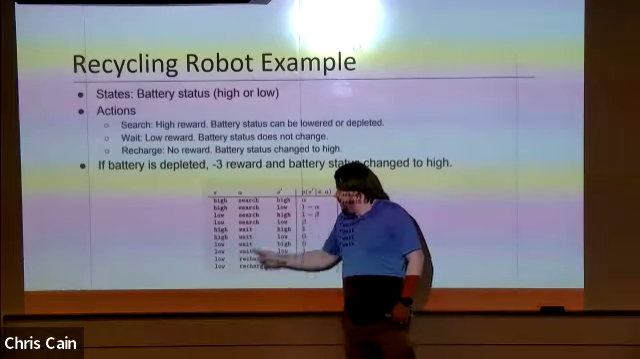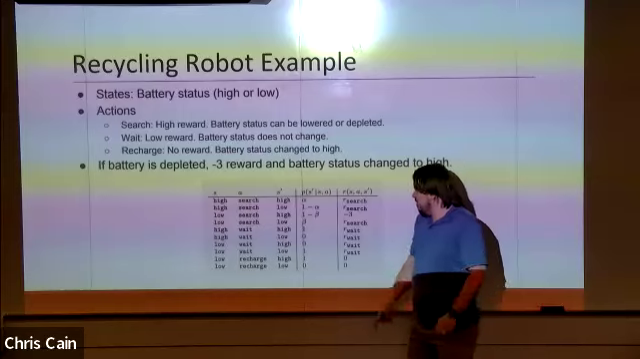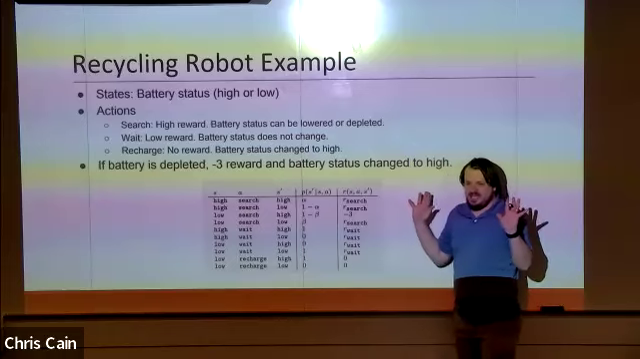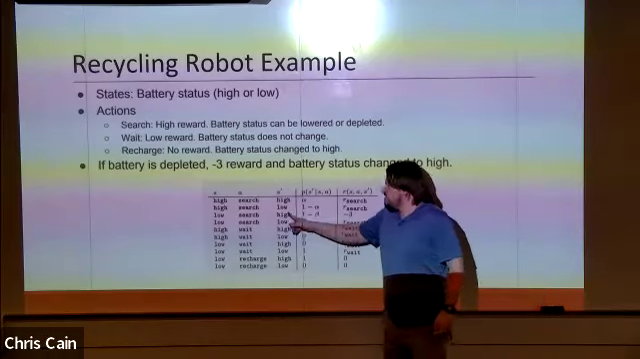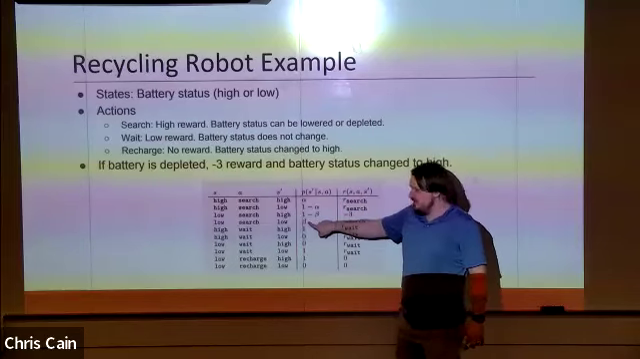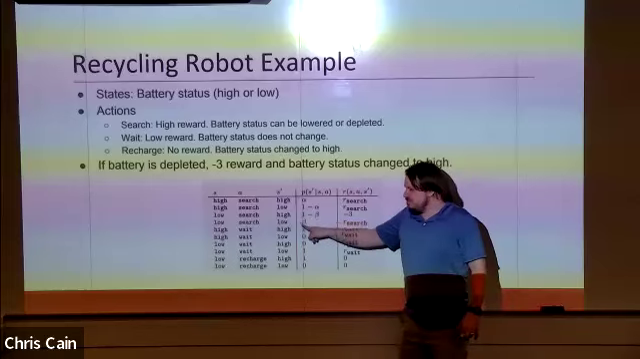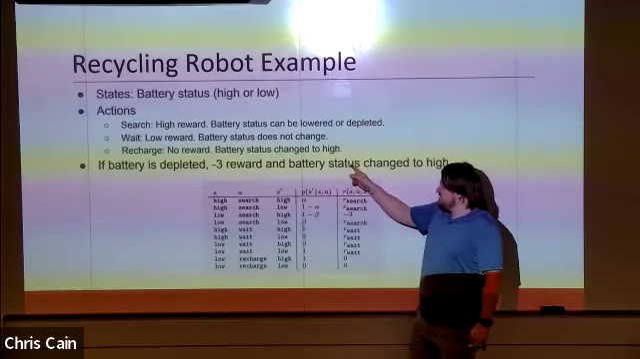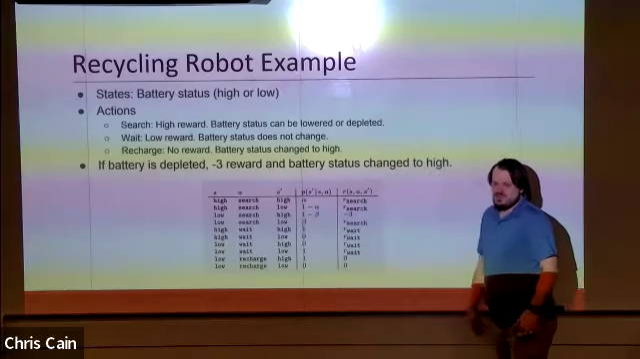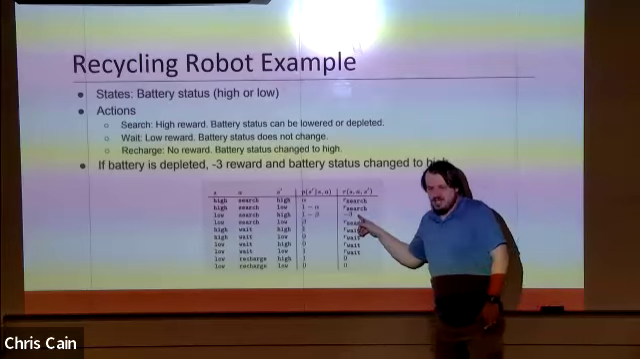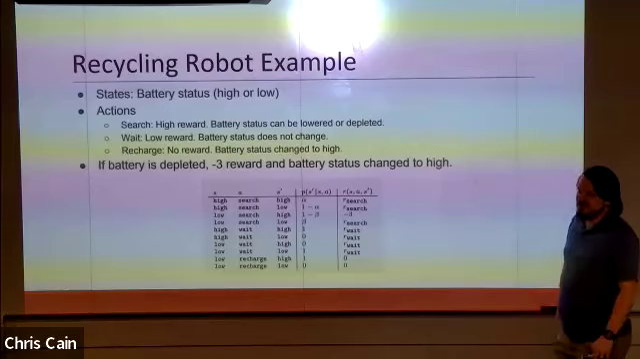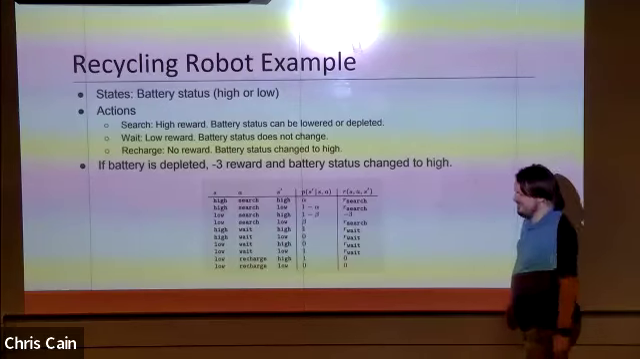If the battery is low and we search, what happens? There's some probability beta that the battery is depleted at the end of that. Oh, sorry, if the battery is depleted because of this, the user has to go find the dead robot and plug it in. So the reward for this is -3, which says the user had to intervene and go rescue you from your own incompetence.